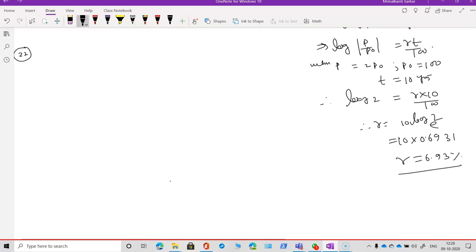Go for sum number 22. In a culture, the bacteria count is 1 lakh. The number is increased by 10% in 2 hours. In how many hours will the count reach 2 lakhs?